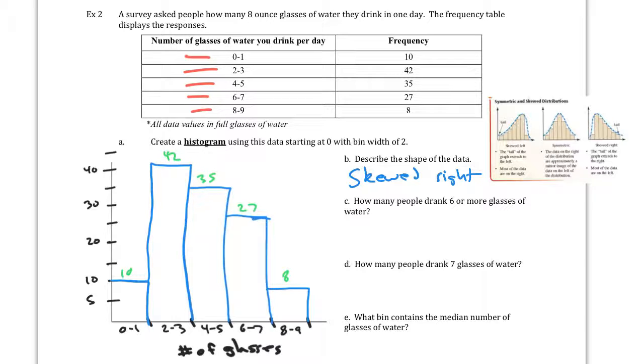Now, to answer a few questions here. How many people drink 6 or more glasses of water? Well, that would be the 6 to 7 people and the 8 to 9. So that would be 27 plus 8, which is 35 people. How many people drank 7 glasses of water? Well, you might think, let's just look at this 6 to 7 bar. But that doesn't tell us exactly how many drank 7. We just know that there's 27 people that drank either 6 or 7. So for here, we don't have enough info.